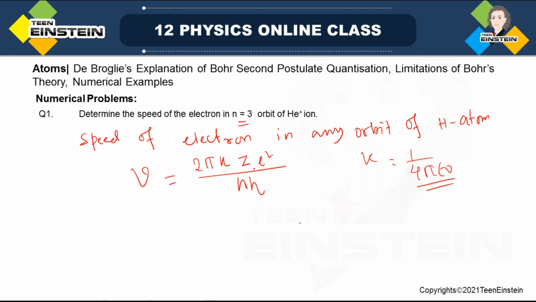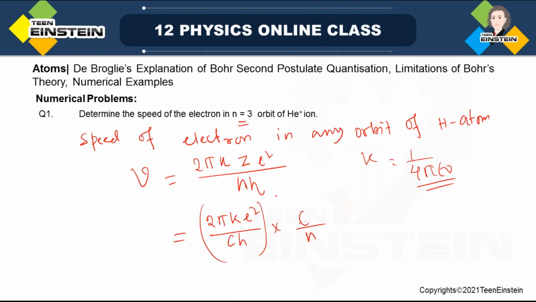See, if you do this way, then you have to do a very rigorous calculation in the competitive exam. It is not very feasible. So better you remember a simple formula. This can be actually converted to, let me first write it, 2 pi k e square by c into h. And look here, I'll write c by n. c I have multiplied.